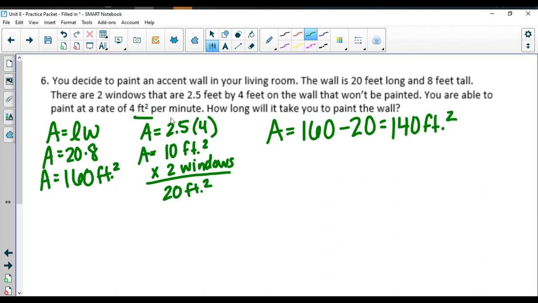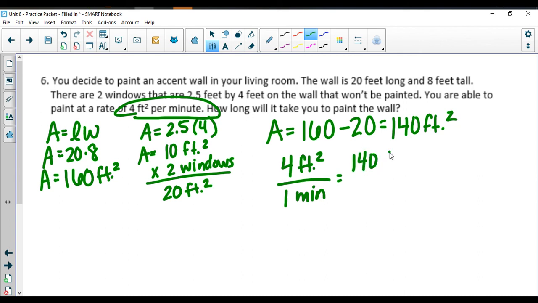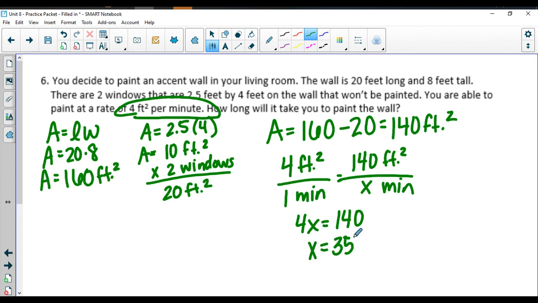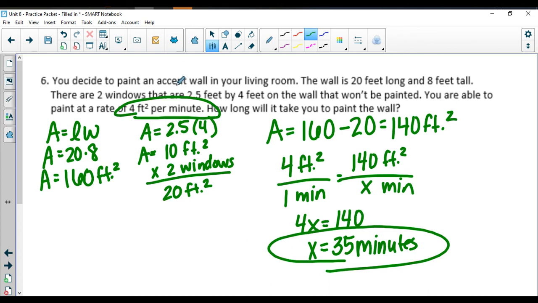When you paint, we're going to take your rate right here and we're going to write a proportion. If you can do 4 square feet in 1 minute, you're trying to paint 140 square feet and you want to know how many minutes that is going to take. So we're going to get 4x is equal to 140. Dividing through by 4 on both sides, we get x is equal to 35, and your label here is going to be minutes. So it'll take you 35 minutes to just paint the wall for that one.